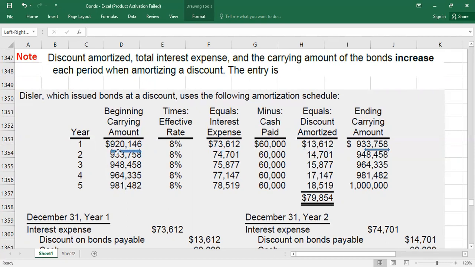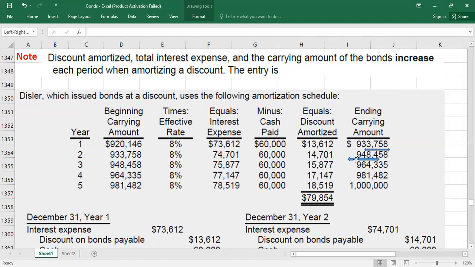Now you have a beginning carrying value of 920,164 plus discount amortized. This will be equal to the ending carrying value. So this ending will become the beginning for next year, times 8% again. You will get interest expense. Actual interest payments are 60,000. The difference of interest expense and actual interest payments is your amortization of discount. So again, the beginning carrying value, which is 933,758, plus amortization of discount. This is how it will be equal to the ending carrying value.